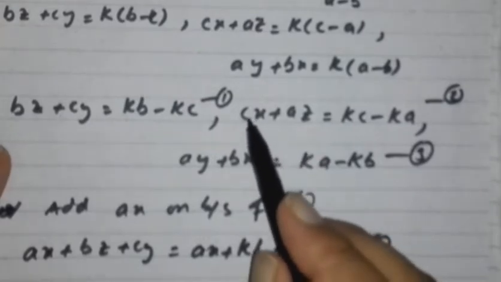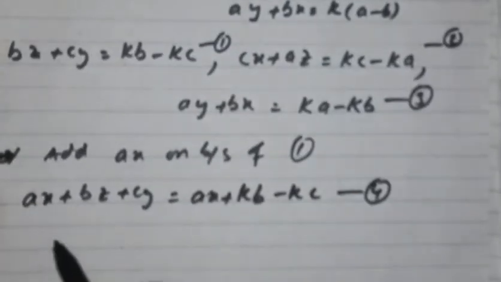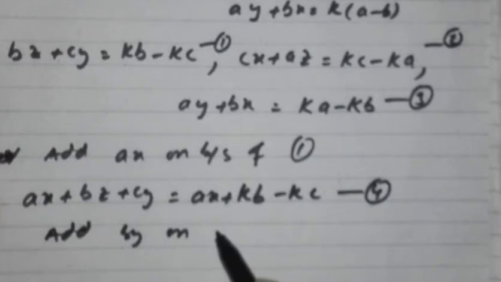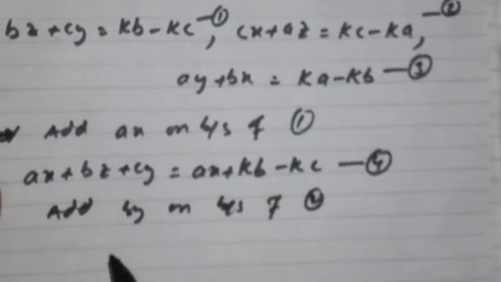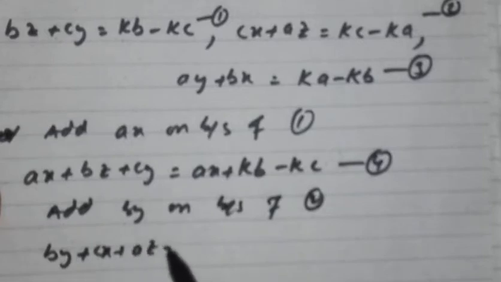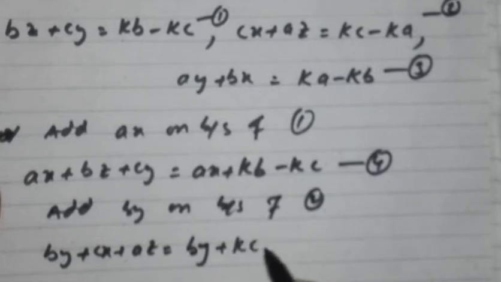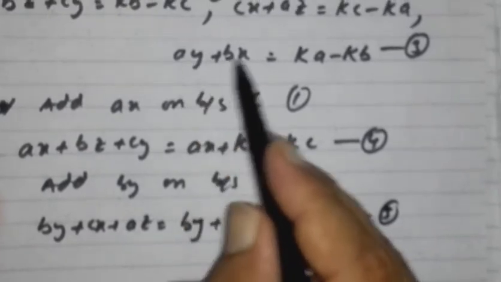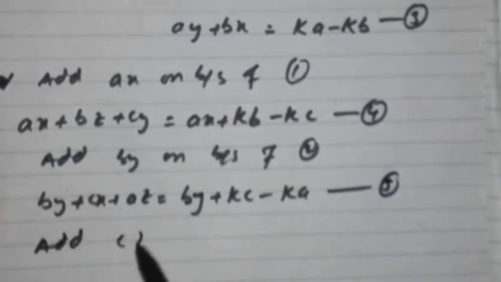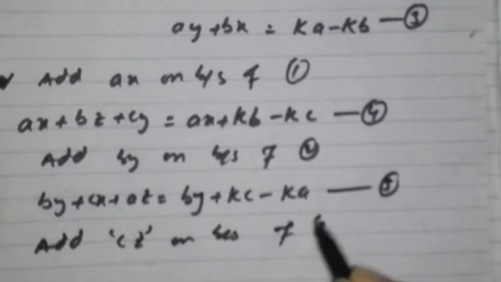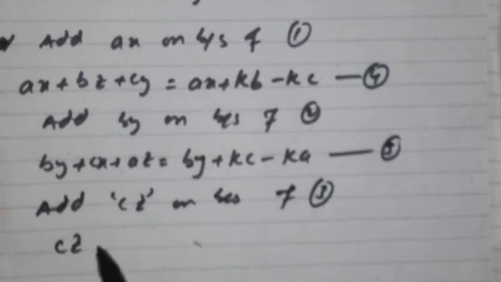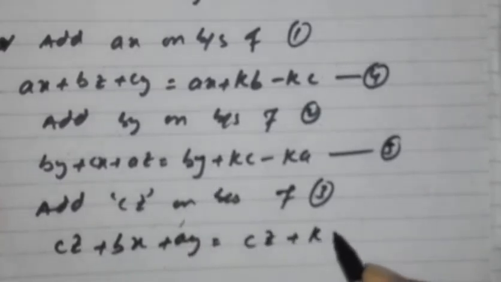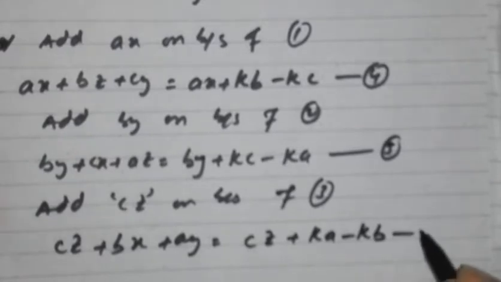Here, look at here, cx, az, by is missing, so add by on both sides of equation 2. So we get cx + az + by = by + kc − ka. Suppose this is 5. And look at here, ay, bx, cz is missing, so add cz on both sides of equation 3. So cz + bx + ay = cz + ka − kb. Say this is equation 6.